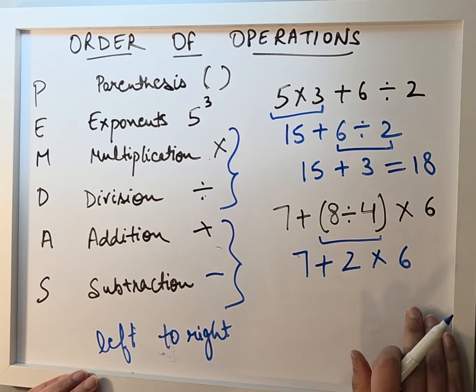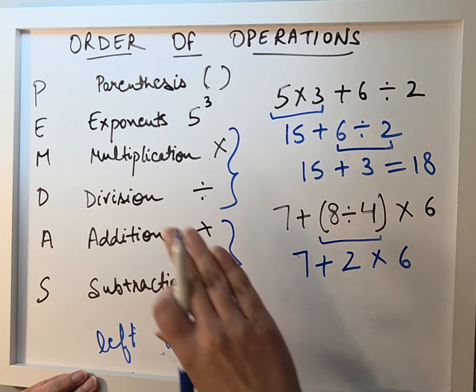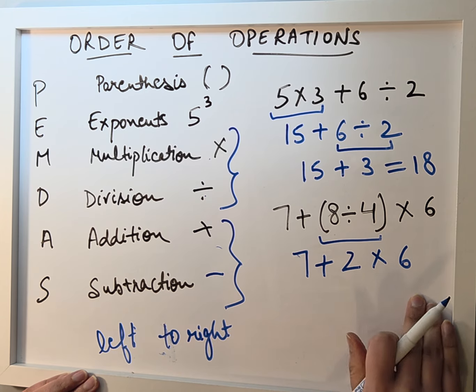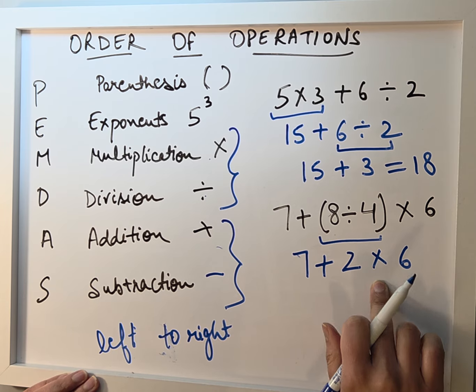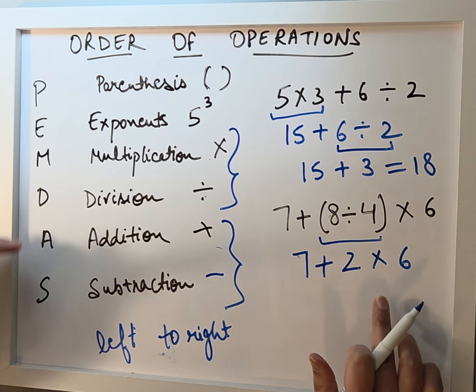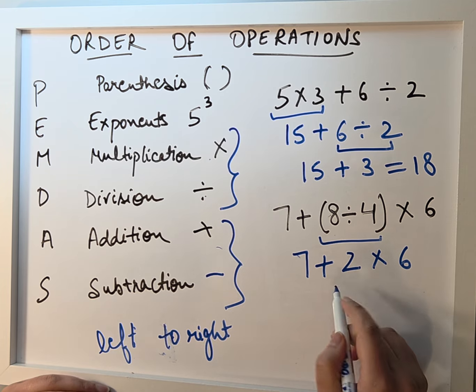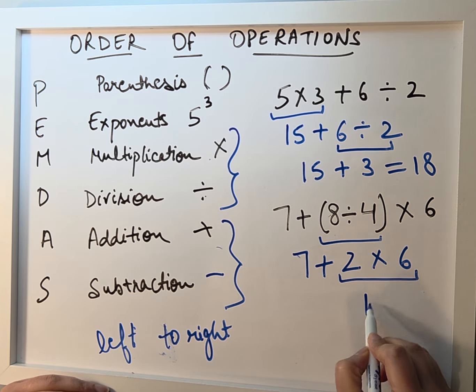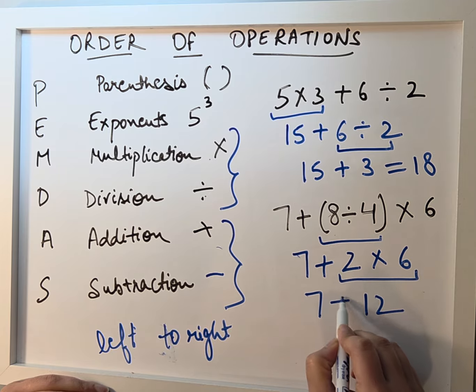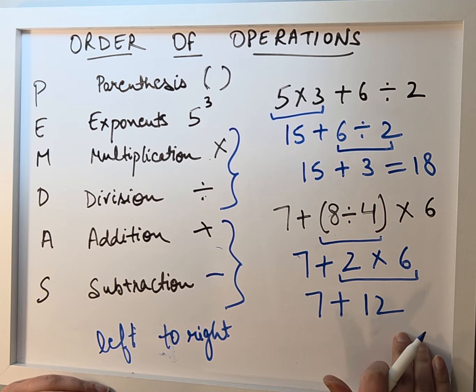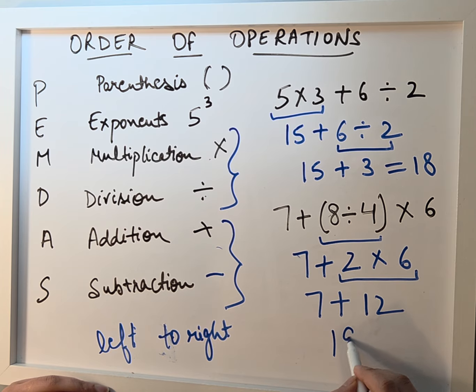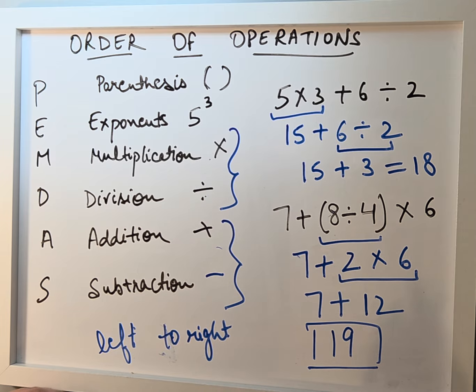Now we don't have parentheses, we don't have exponents, but we have multiplication. Multiplication is at a higher priority than addition, so we do the multiplication first. 2 times 6 is 12, and the rest we copy as is. Now there's just one operation left, 7 plus 12, which gives us 19. So this is our final answer.